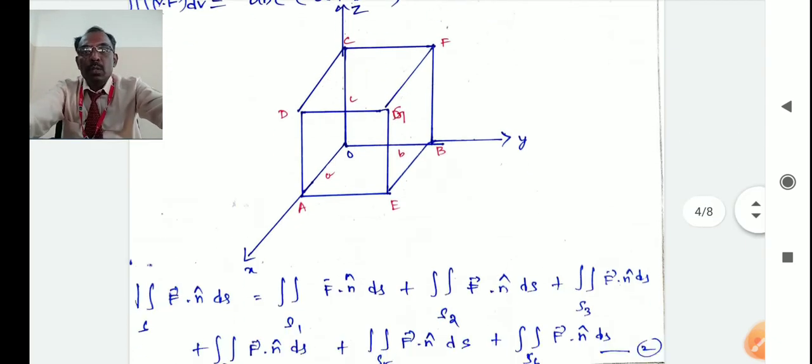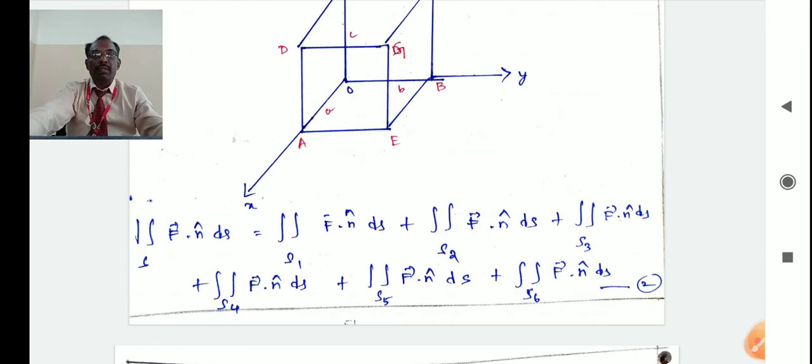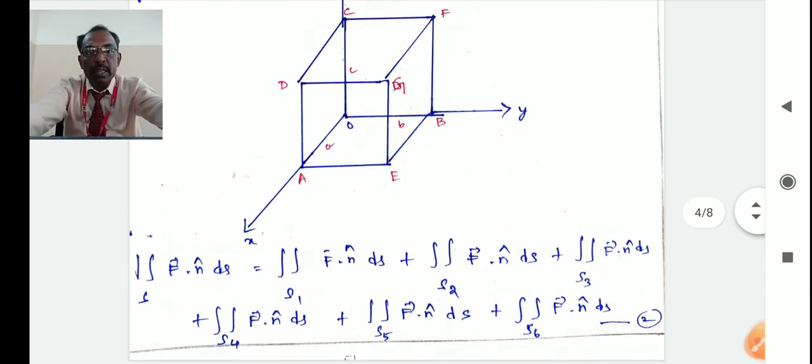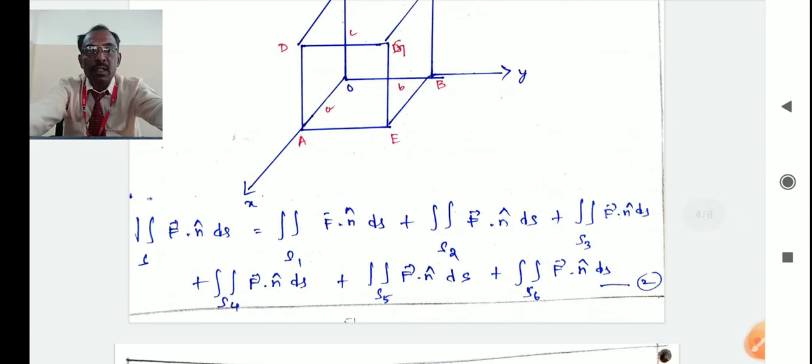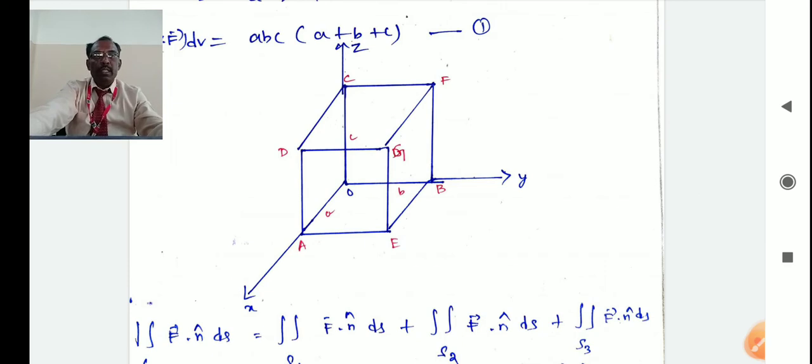So next we have to find the LHS. The LHS is very clear: double integral over S of F vector dot n cap dS. This is a cube diagram. It has 6 surfaces. So first I'd like to draw a diagram. O is the origin, with the x axis, y axis, and z axis.